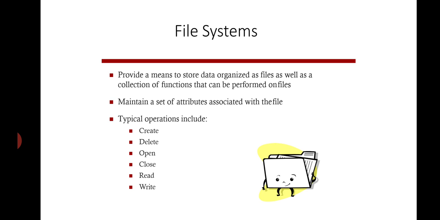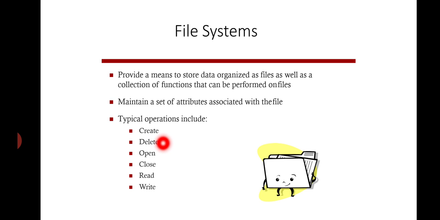For example, we are doing certain operations when we create a file. So what are those operations? The types of operations include the create operation. Create means when you are creating a file, the user wants to create a new file.